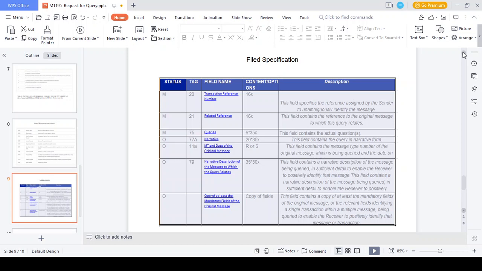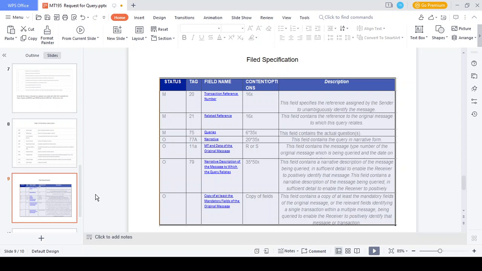And narrative: you can raise your query via narrative, whether it's a duplicate transaction or not, whether it's a correct agent or not, like that. M11A, MT and date of the original message: when the original message was initiated, that time is mentioned. 79 describes the narration: what you initiated, they provide extra information in your narration field. All these fields are mandatory or optional.